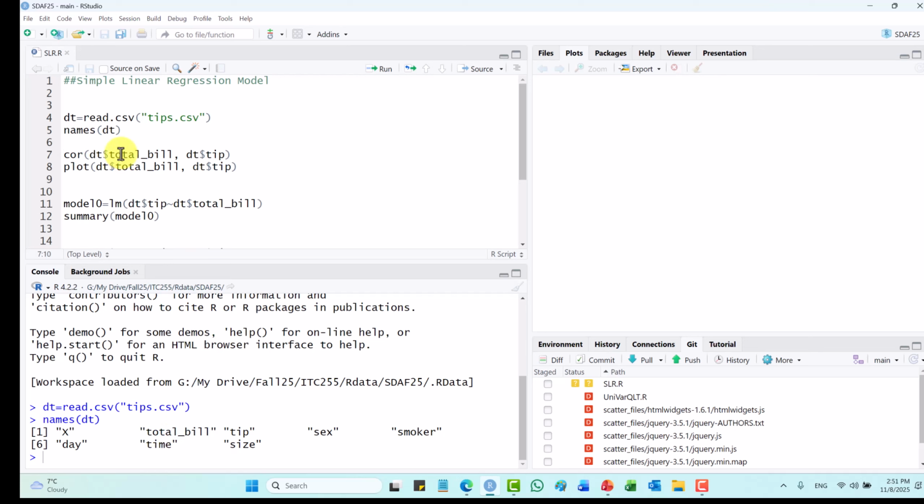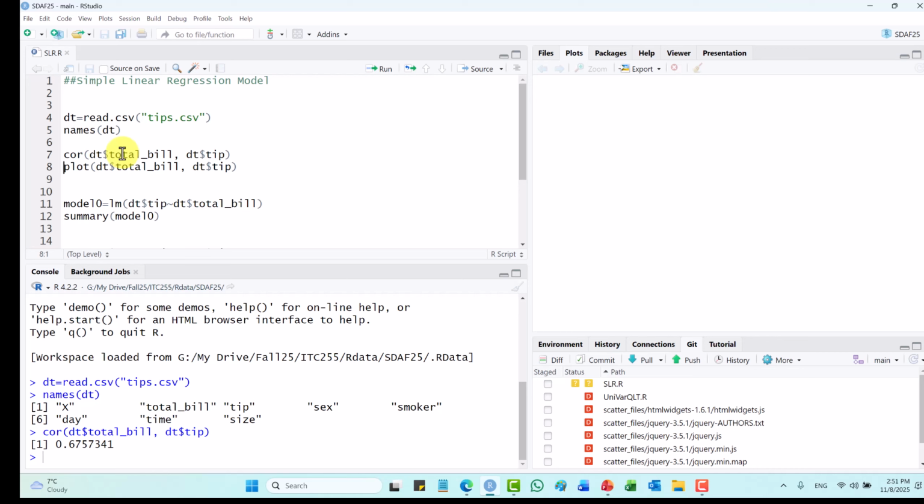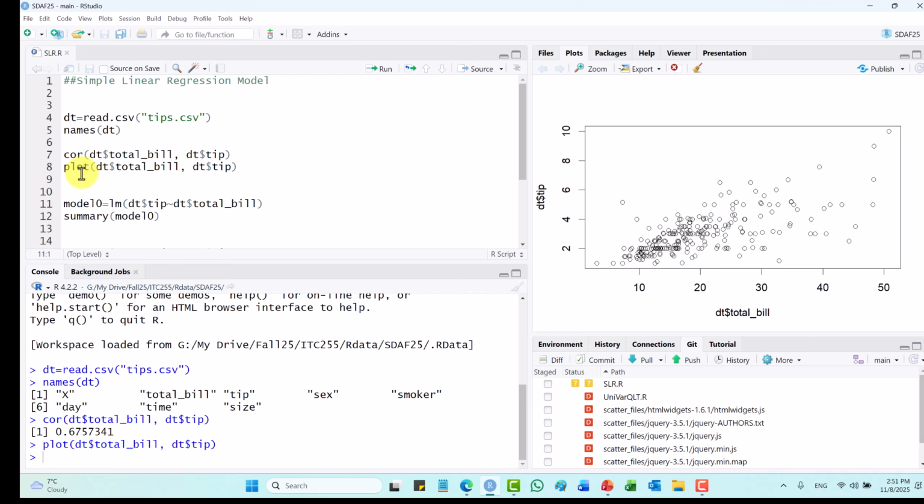First of all, we have to check the correlation. How much is the correlation? Is the correlation high enough? It's about 68%. So 68% is a moderate correlation leaning towards high. You can check the linear relationship between total bill and tip by plotting the scatter plot. As you can see here, especially below a $30 total bill, the relationship between total bill and tip is more linear.